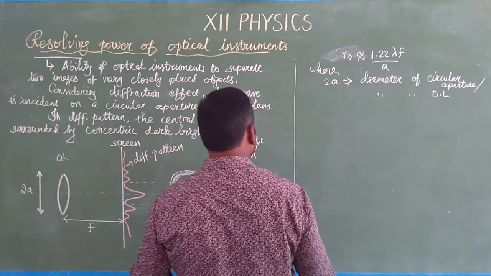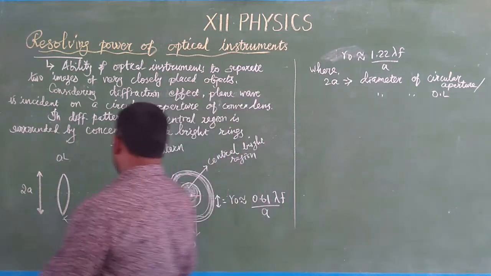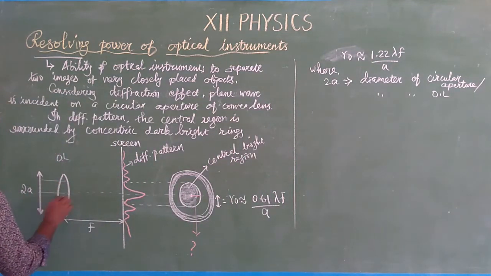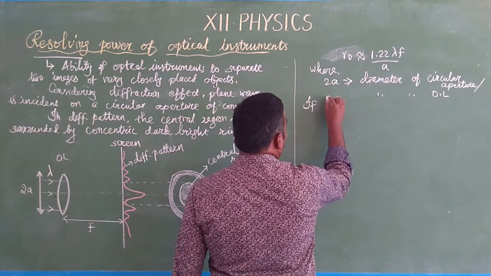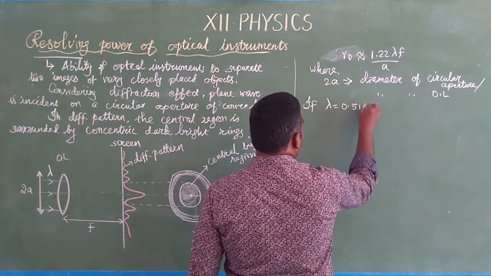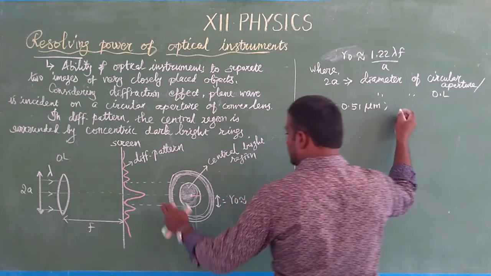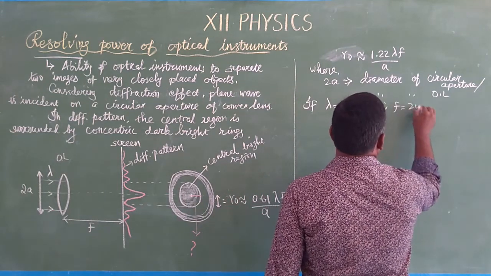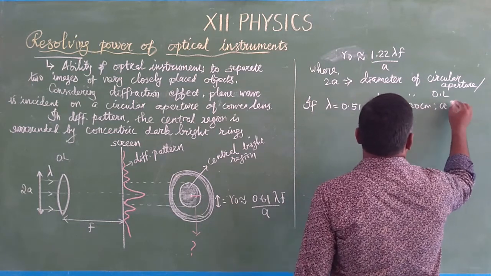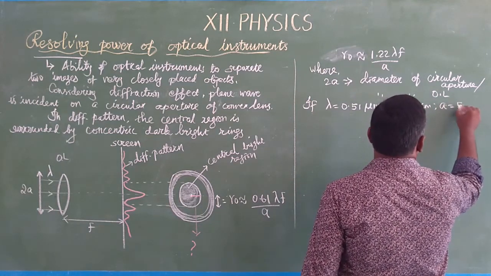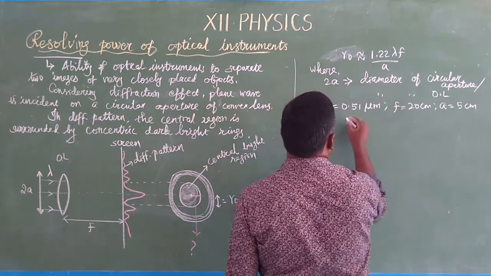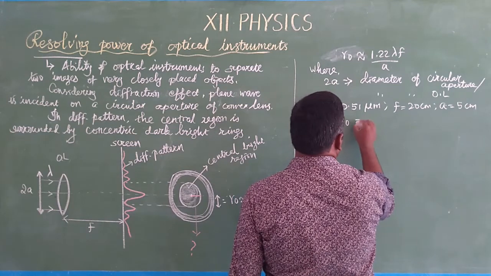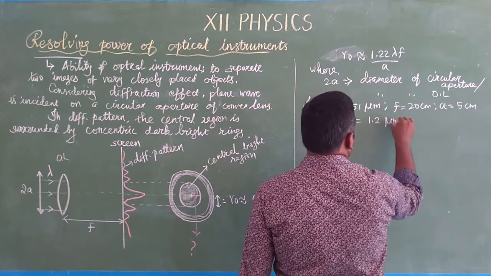Now we are going to consider உள்ள மேல விழுகிற incident லைட்டோட wavelength. These are all incident plane wavefronts. If the incident wave is in the visible region, 0.51 micrometer, and the focal length of the lens is 20 centimeter and the radius is 5 centimeter, then what is R naught? Then after substituting all in this formula, R naught would be equal to 1.2 micrometer.